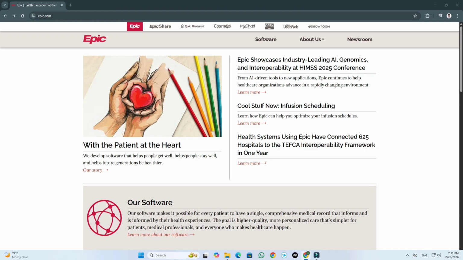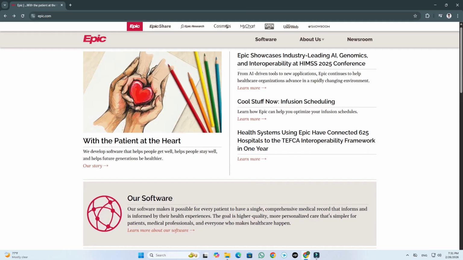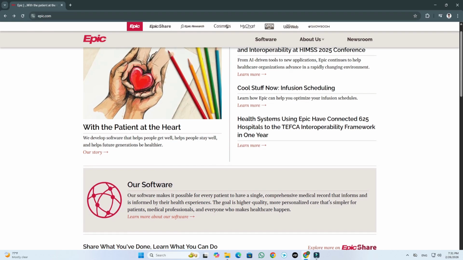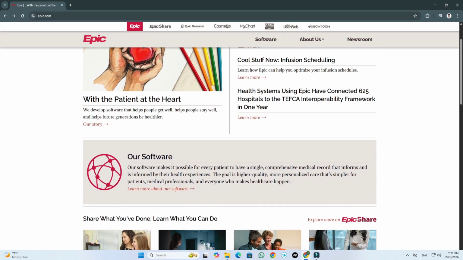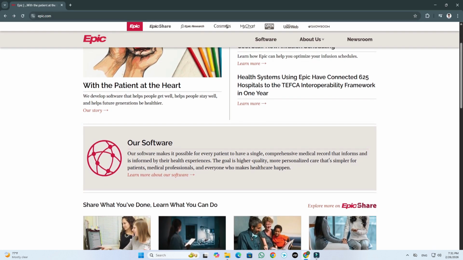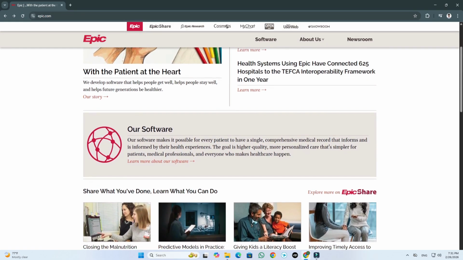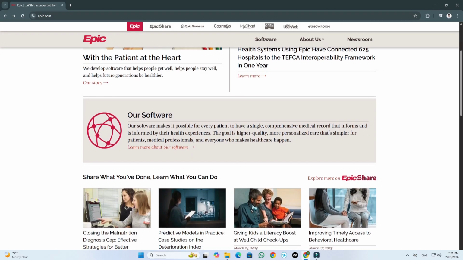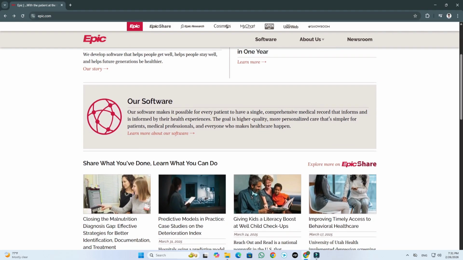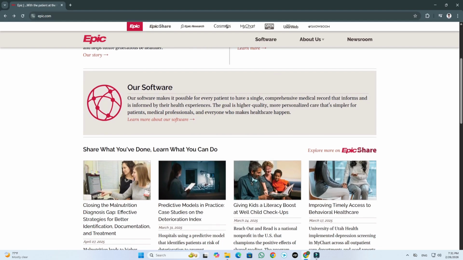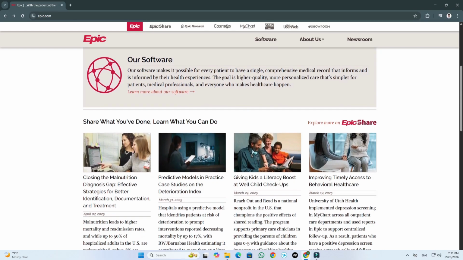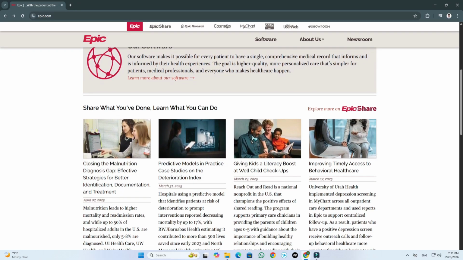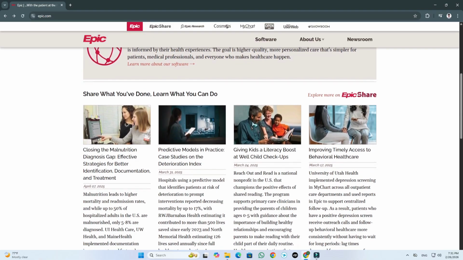So for its key features and benefits, first is the comprehensive patient records. Epic offers a centralized system where all patient information, including medical history, lab results, imaging, medications, allergies, and more, is accessible in one place. This enhances clinical decision-making and minimizes the risk of error by providing a 360-degree view of each patient's health record.